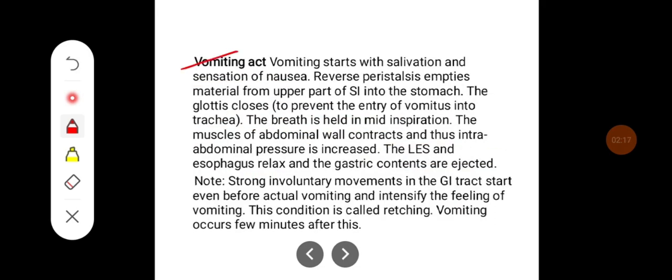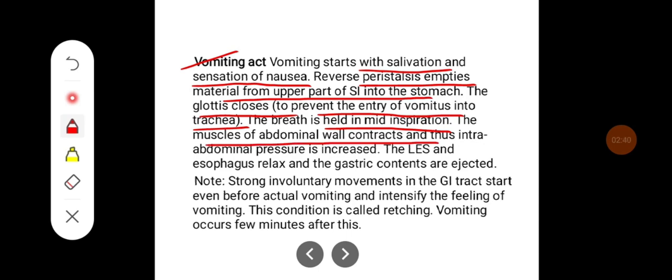Vomiting act. Vomiting starts with salivation and sensation of nausea. Reverse peristalsis empties material from the upper part of the small intestine into the stomach. The glottis closes, to prevent the entry of vomitus into the trachea. Then the breath is held in mid-inspiration. The muscles of the abdominal wall contract and thus intra-abdominal pressure increases. The lower esophageal sphincter and esophagus relax and the gastric contents are ejected.